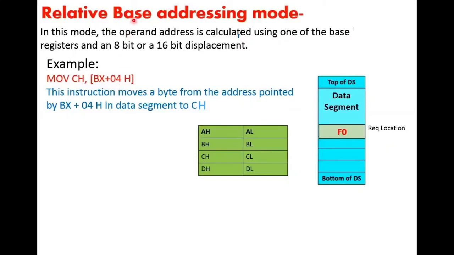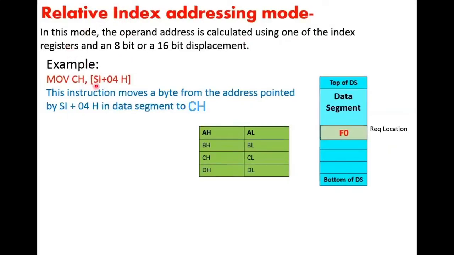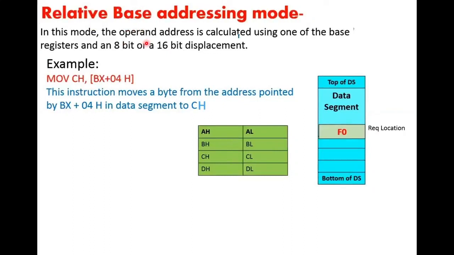In the next case, see, I will show you. In the next case I use index register, so that it is called relative index. Along with index register, displacement is also there. If displacement is there, then we can call it relative index. So see here, from this memory location we are going to transfer this F0 to CH. So see this, I moved that F0 to CH. I hope you understand this relative base.